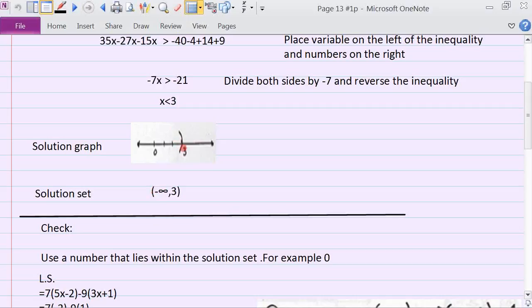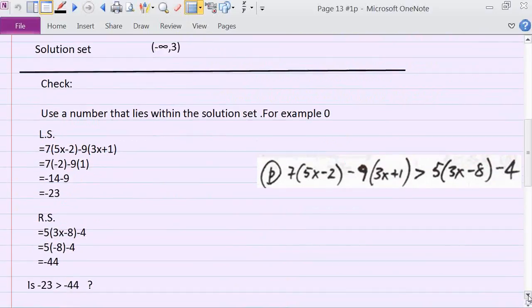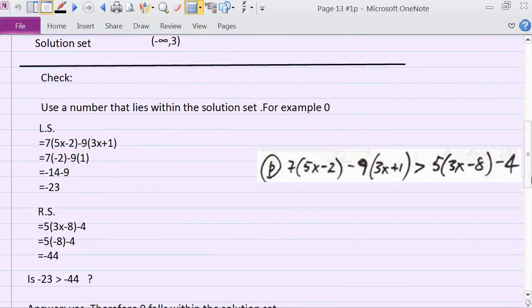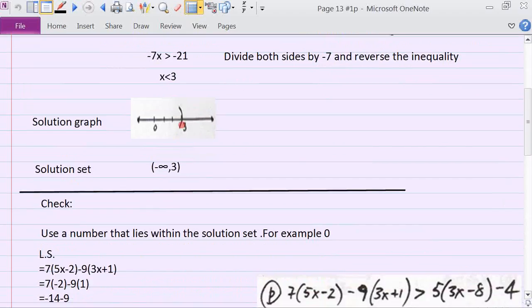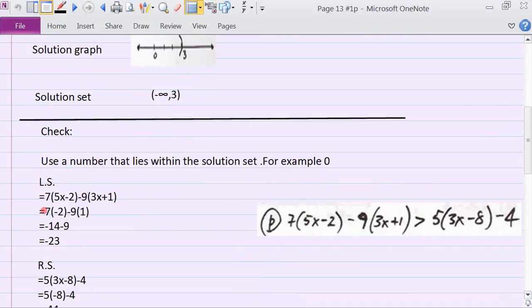This end here, 3, is shown with a 3, and the rounded bracket here indicates that the 3 is not included. So any number that's less than 3 would be a solution to this. So from here on down would be the solution set, not including the number 3.